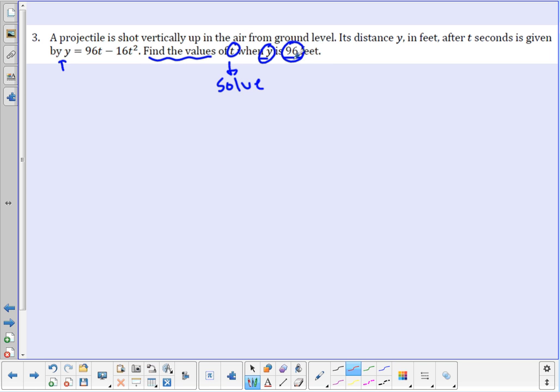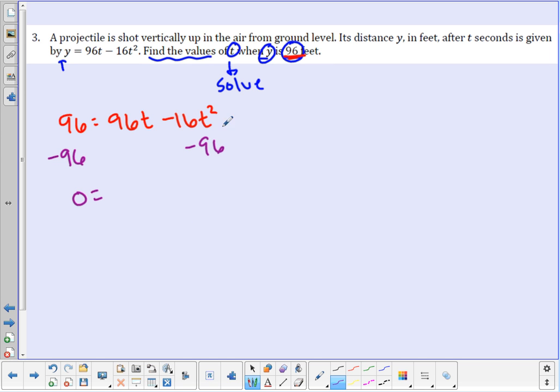But first, before I solve that equation, I need to plug that y value in. So I have 96 is equal to 96t minus 16t squared. That's the equation that I'm working with. Now, I can't solve this until this is set equal to 0, so I'm going to subtract the 96 from both sides. 96 is a constant. This is a t, and that's a t squared. So I can't combine it with either of these two things because none of them are like terms.